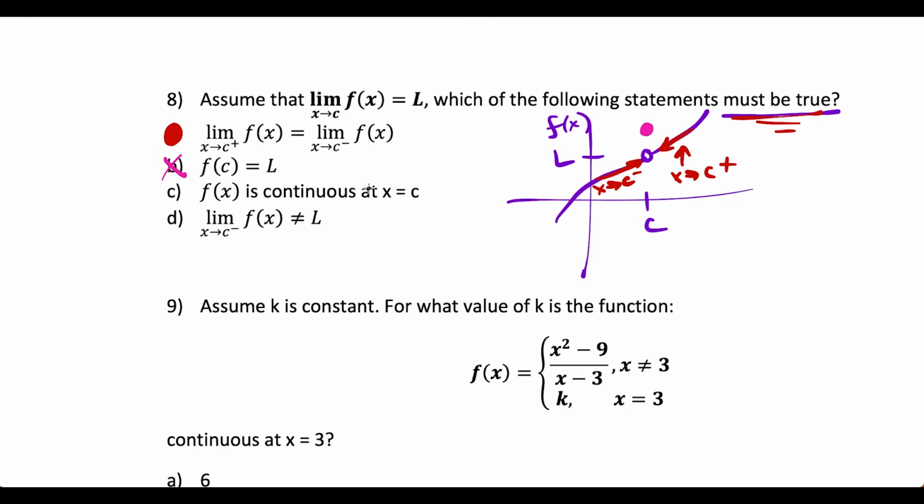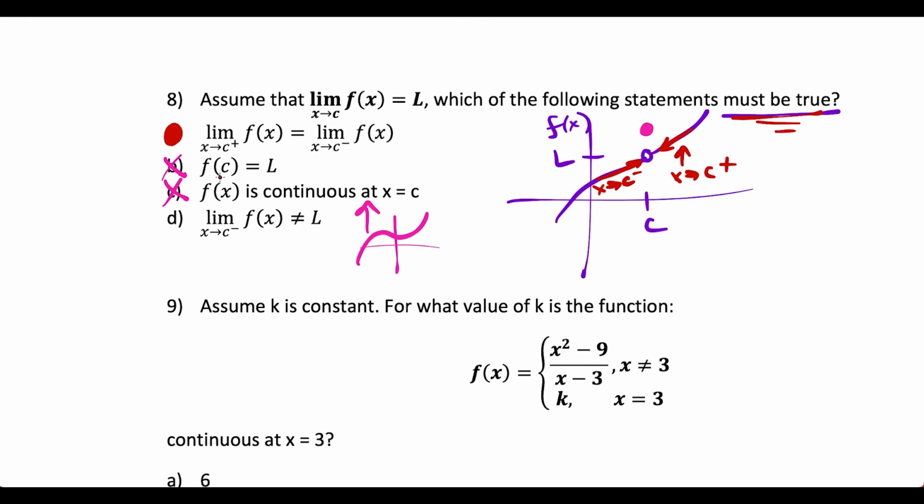f of x is continuous at x equals c. Well, just know the third grade definition of continuity is that I could draw my graph without lifting my pen off the page. But this one here, I would have to lift my pen off the page to draw that point. And you can see there's a hole in the graph. We have a removable discontinuity. So choice C is out. I don't have to be continuous at c.